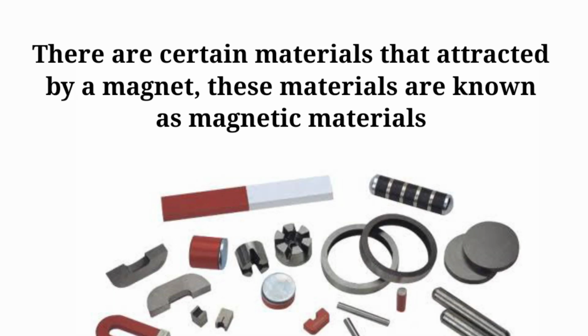There are certain materials that are attracted by a magnet. These materials are known as magnetic materials. And the property of a magnet to attract magnetic materials is called magnetism.